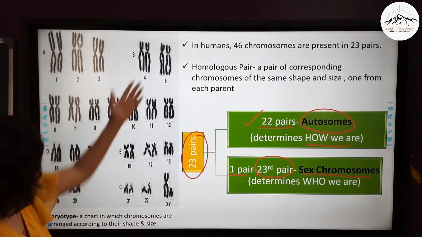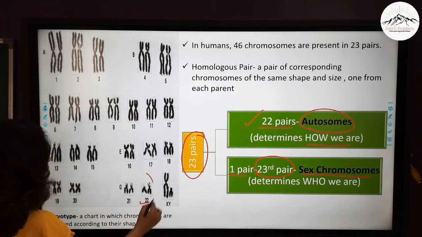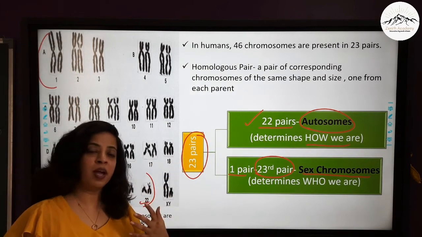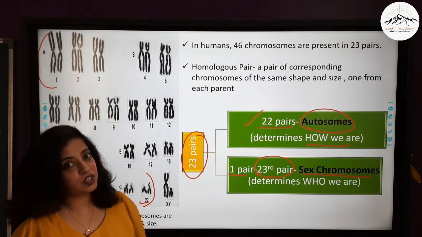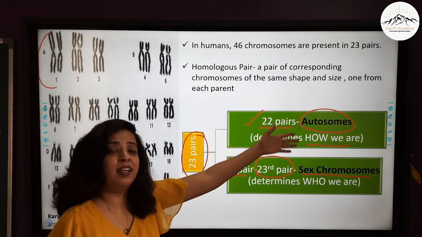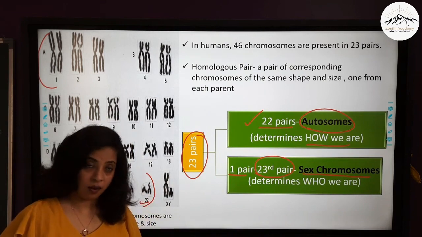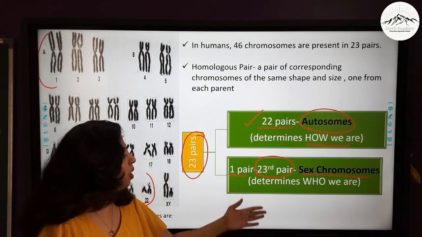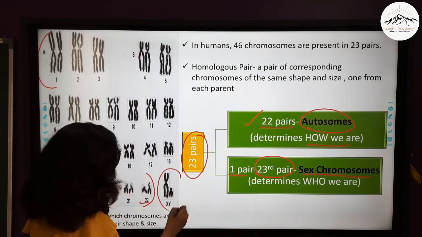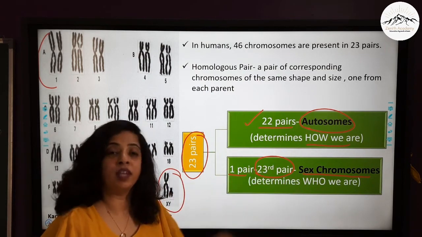So all these 22 pairs are autosomes. All the pairs correspond to different characteristics, our appearance, our behavior, everything. So it represents how we are. Okay. Now the 23rd pair, that is the sex chromosome, this one will determine who we are.